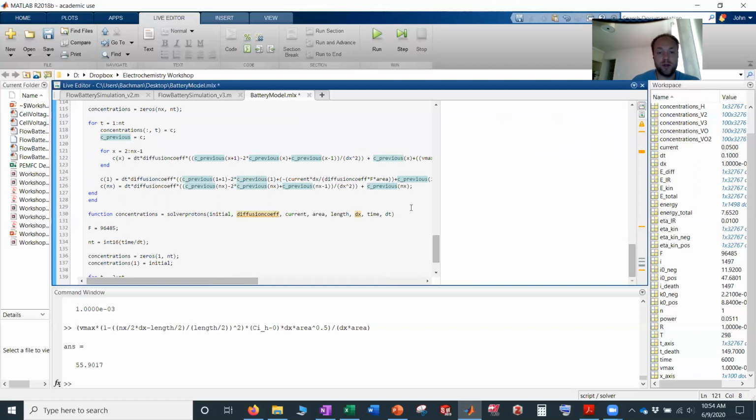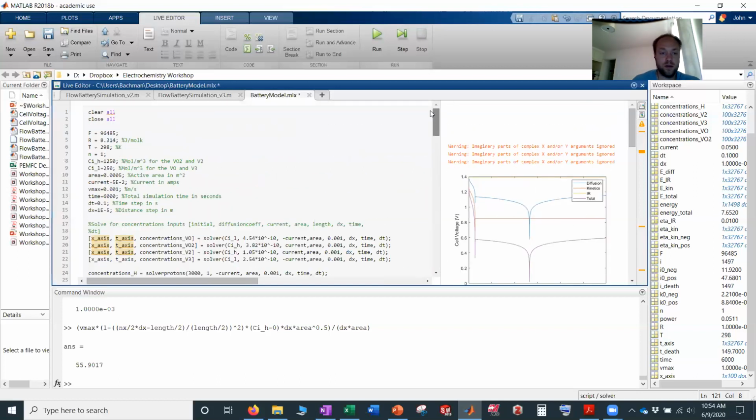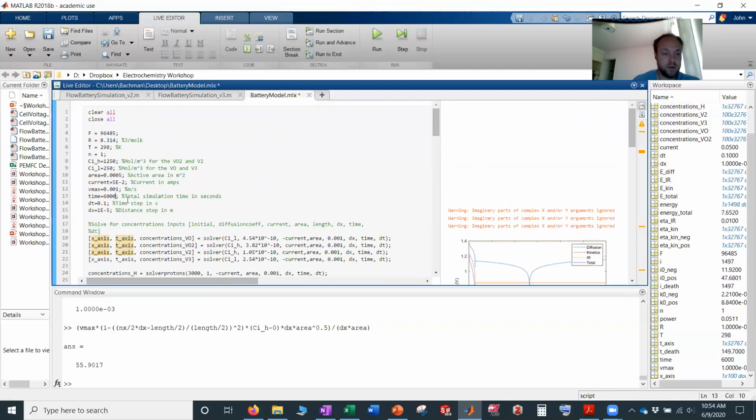I'm going to shorten our simulation up a little bit. We still have it at this really long time step, so we'll do 60 seconds. Go back up to 1e-1.